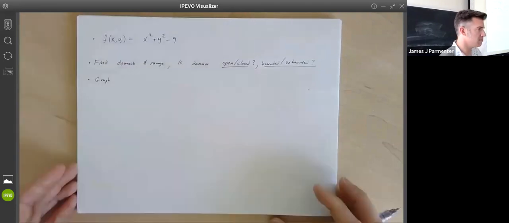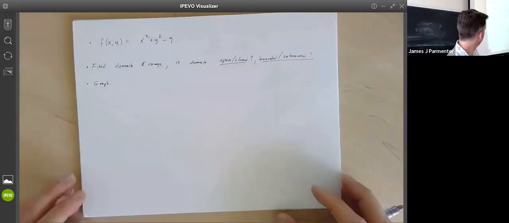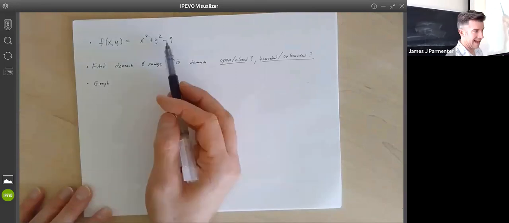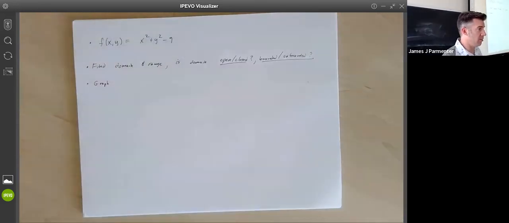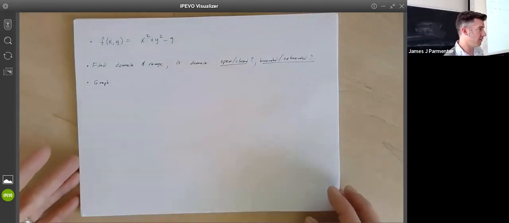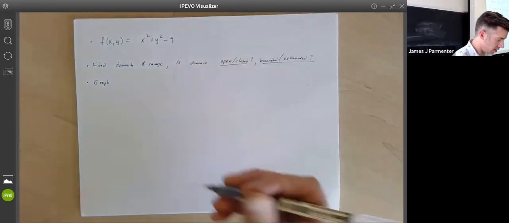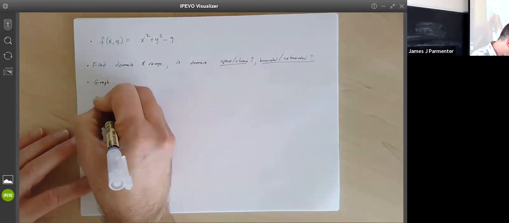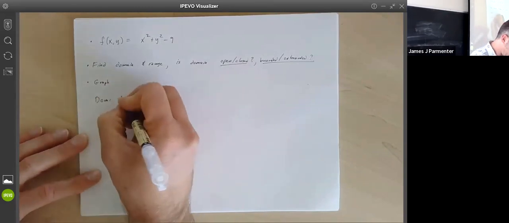So first of all, the domain. Well, looking at this function, I don't see any of my three usual problem functions, right? I don't see a square root, I don't see a logarithm, I don't see division by 0. So if I don't see any of those three exceptions, I'm pretty confident the domain is everything. So here, the domain is going to be all points in the XY plane.